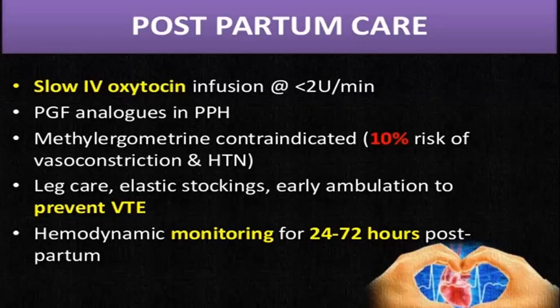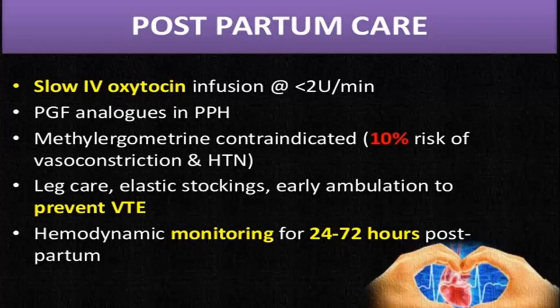During postpartum care, we need to be energetic to avoid postpartum hemorrhage, and we need to avoid bolus of ergometrine, as it results in arrhythmia and complications. So there should be a slow IV oxytocin infusion, less than 2 units per minute. Ergometrine has a 10% risk of vasoconstriction, and it results in high blood pressure and heart failure in the postpartum period. So we need to avoid it.